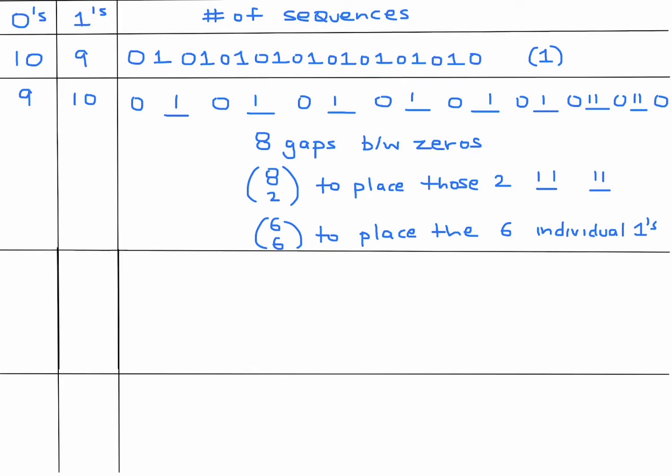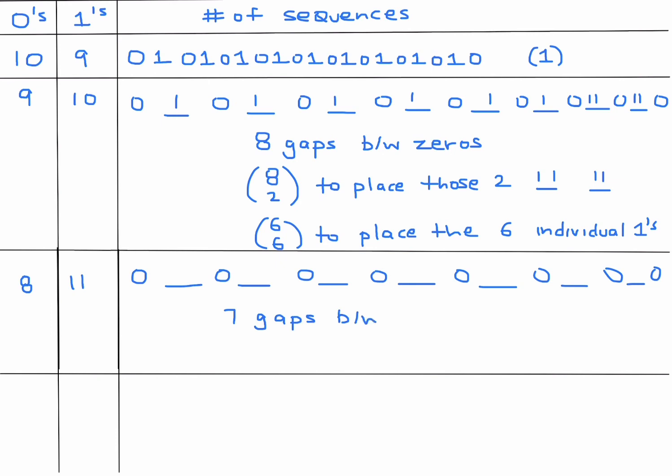The next one is if you have 8 zeros, and then of course you would need to have 11 ones. So then we have 0, 0, 0, 0, 0, 0, 0, 0, 8 of those. And we got 1, 2, 3, 4, 5, 6, 7 gaps. So 7 gaps this time between the zeros. And we've got 11 ones. So how do I place 11 ones? Well, let's see here. I could put 1, 1, 1. But that's not allowed. I can't put 3 ones in a row. So I have to put individuals or just 2s, like 1, 1. Does that add up to 11? 1, 2, 3, 4, 5, 6, 7, 8, 9, 10.